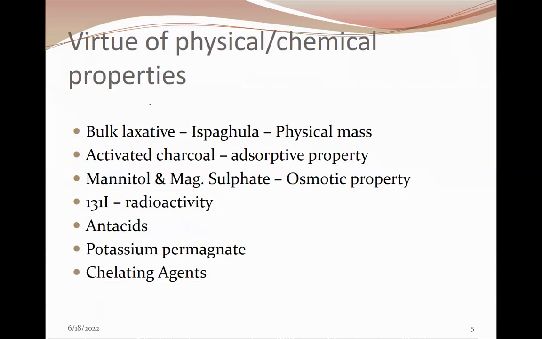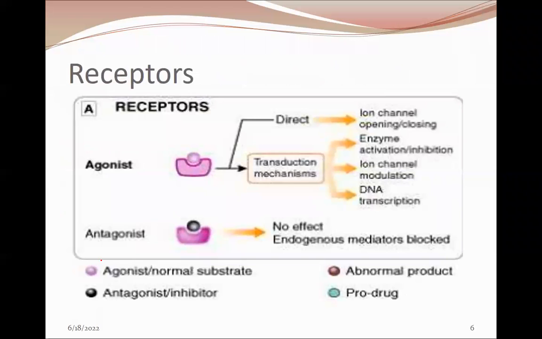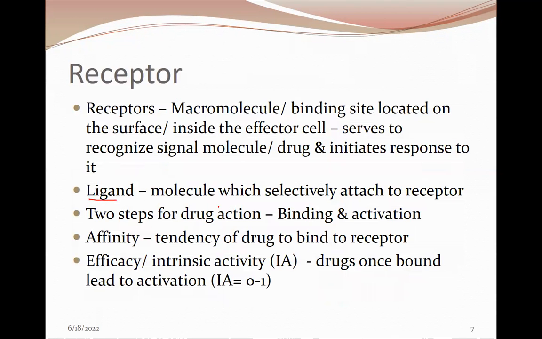When we talk about the physical and chemical properties, we talked about the physical mass property of bulk laxative, absorptive property of charcoal, osmotic property of mannitol, radioactive property of iodine, antacids, bases, potassium permanganate, and chelating agents. And we talked about receptor, where we are talking about two particular terms, agonist and antagonist, where we talked about the ligand, which selectively binds to the receptor. There is binding and activation. Binding is labeled as affinity, which says tendency of the drug to bind to the receptor, and efficacy is leading to activation, whereas intrinsic activity is measured as 1.